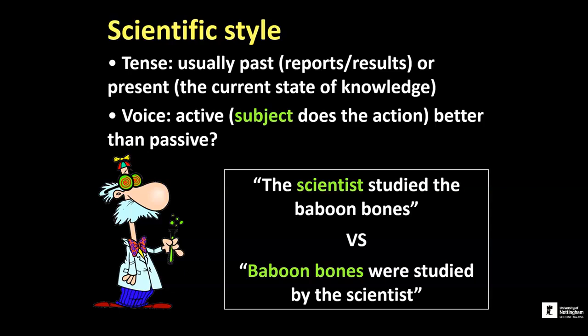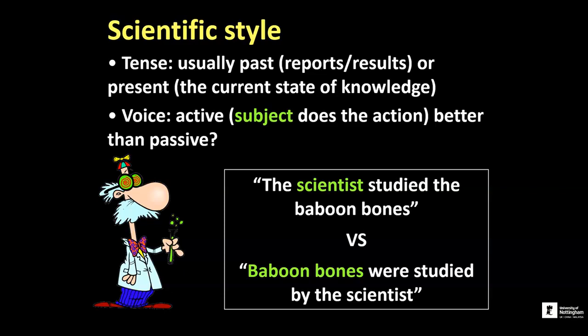And it's framing it that way around which gives you this rather dry, conservative style of writing. Baboon bones were studied by the scientist. It's a much more sort of active, engaging way of writing to say the scientists studied the baboon bones. So the question is, which is the right way of doing it in science?